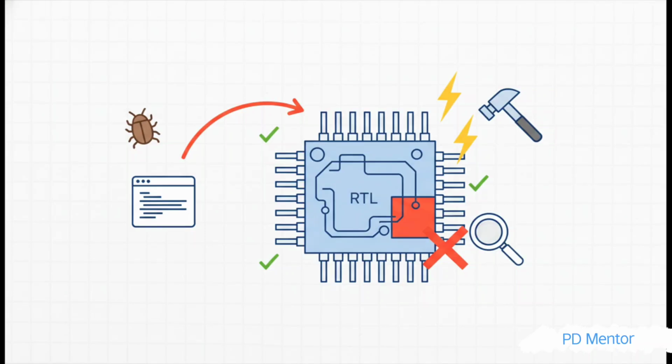Engineers build these super complex virtual worlds just to throw every possible scenario at the design. It's kind of like running a million digital fire drills. Why? Because finding a bug here is just a few keystrokes to fix. Finding that same bug after the chip is made, that can cost you millions.